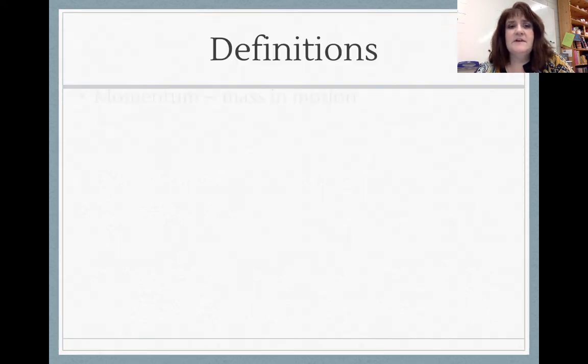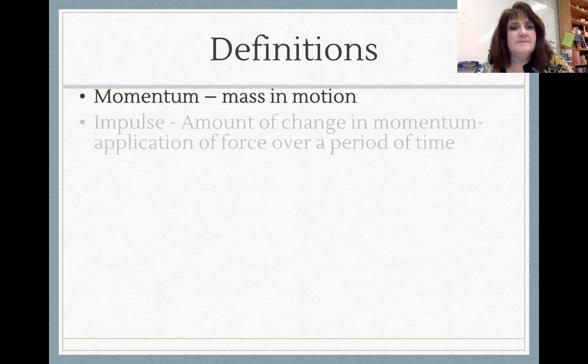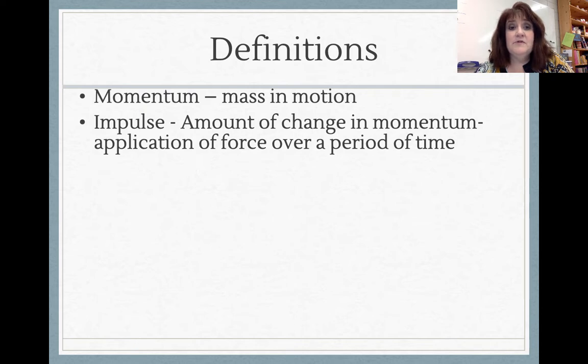Let's start with some definitions. First of all is momentum. Momentum is mass in motion. Impulse is the amount of change in momentum. It's the application of force over a period of time.